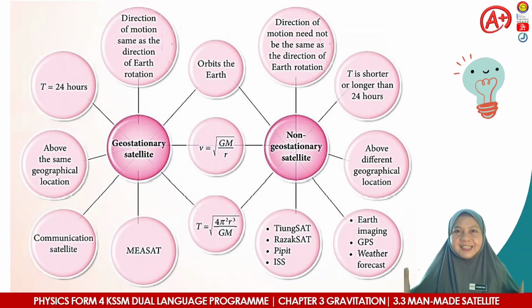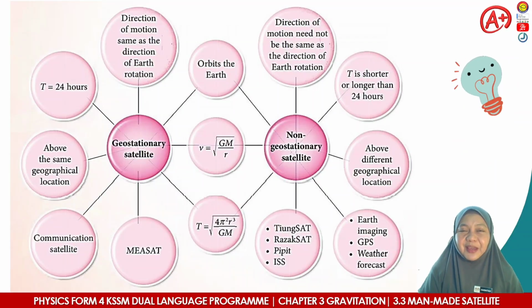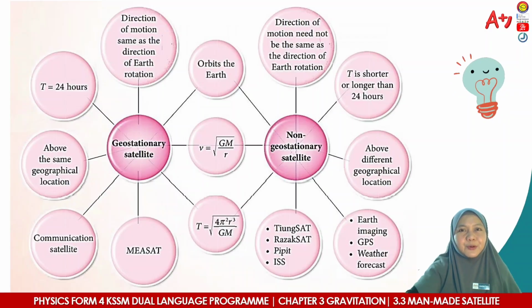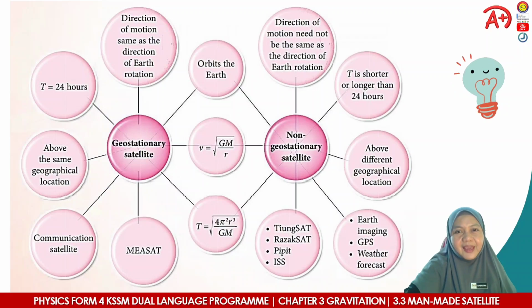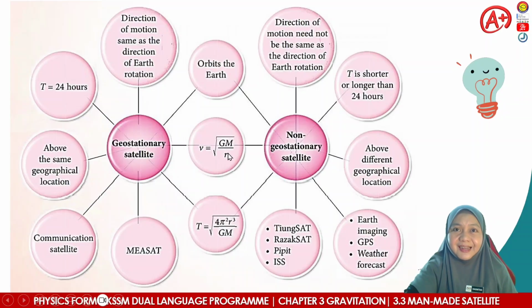And this is the double bubble map that you can find in your textbook to compare and contrast geostationary satellite and non-geostationary satellite. Let us take a look at the similarities first. There are 3 similarities between these two types of satellite. The first one, both satellites orbit the Earth. Second, they both obey the equation of linear speed, where v, the linear speed of the satellite, equals the square root of GM divided by r, as we discussed in the first learning standard before.